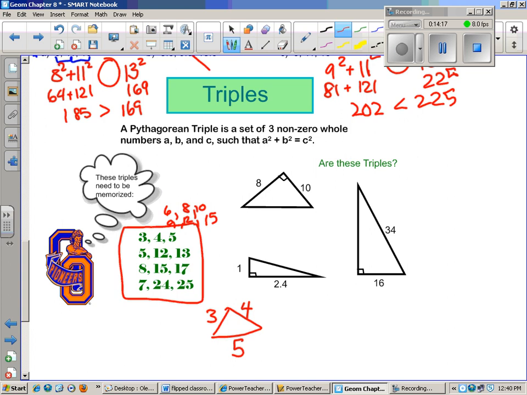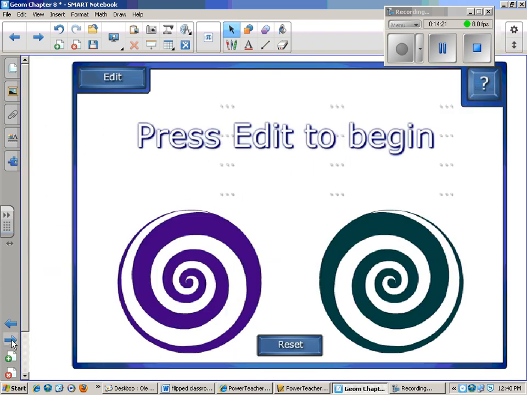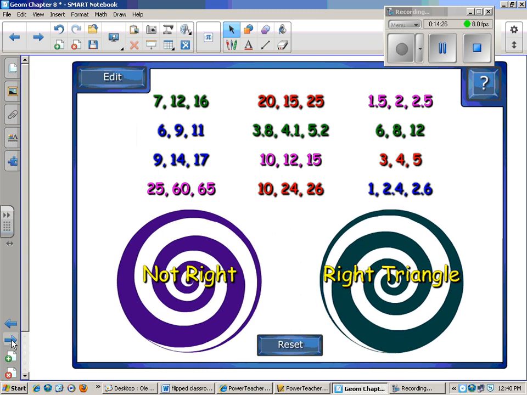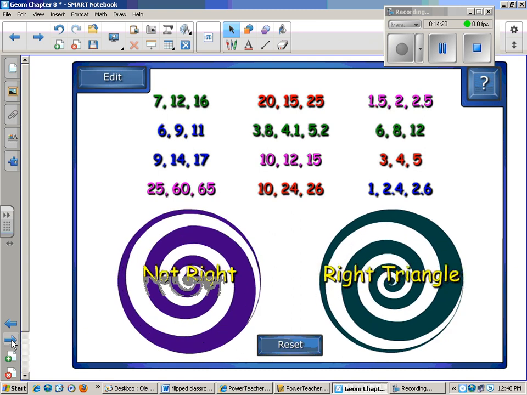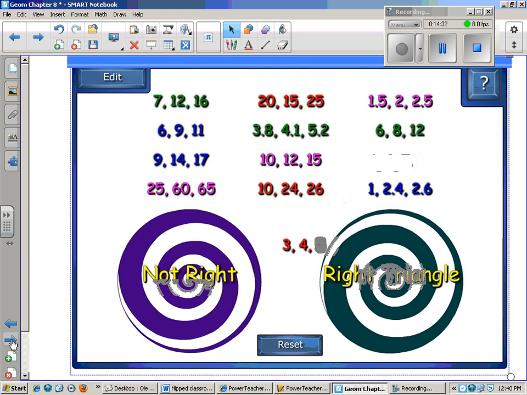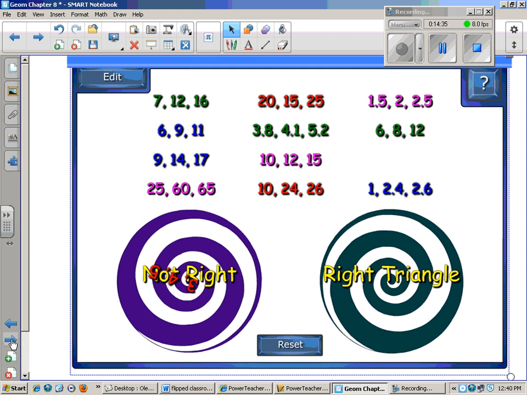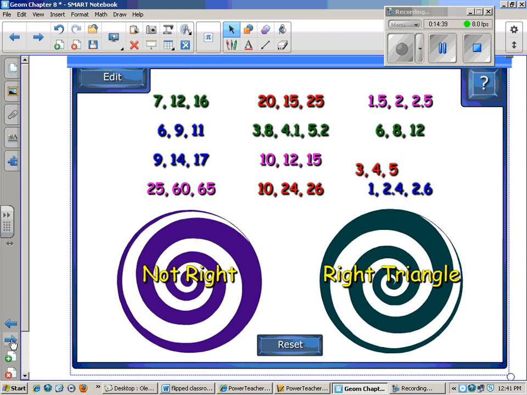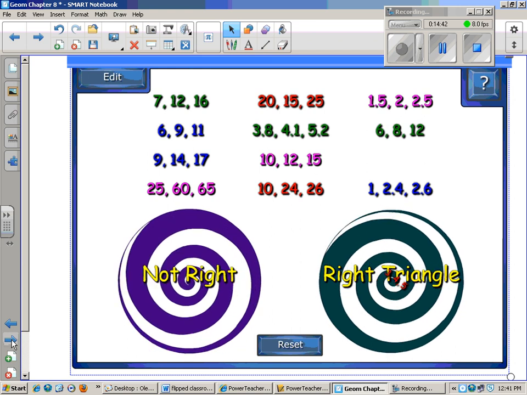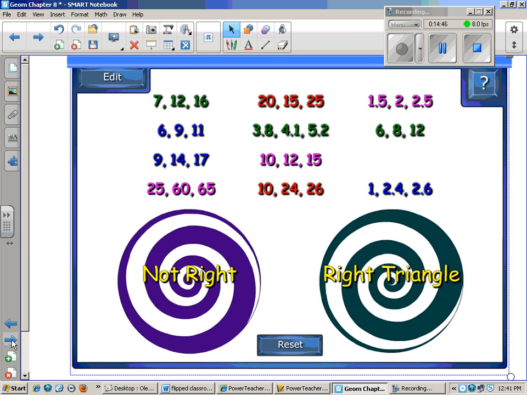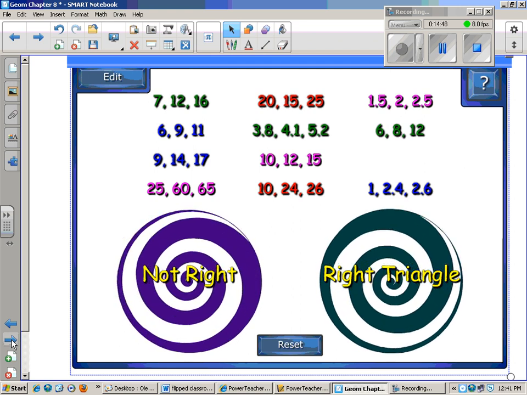All right? So I have this game called Vortex. Here's 3, 4, 5. Is that a right triangle? Yes. So if I grab it and pull it over into not a right triangle, it's going to spit it back out. And if I grab it and put it in the right triangle, it's going to swallow it up. As soon as you have one, you can come up on the board and move it.